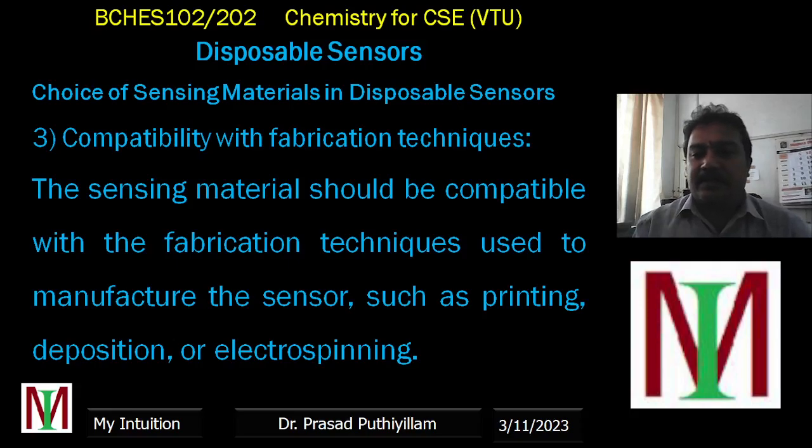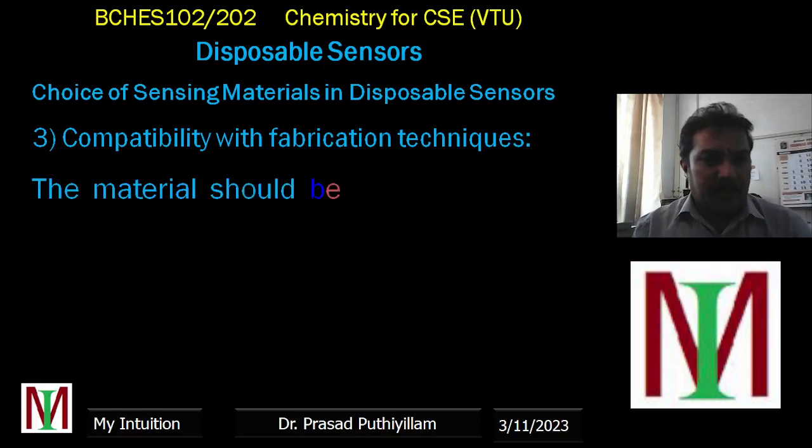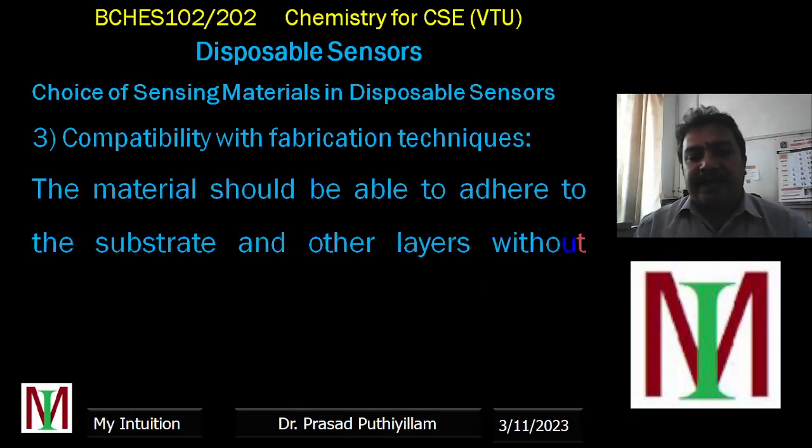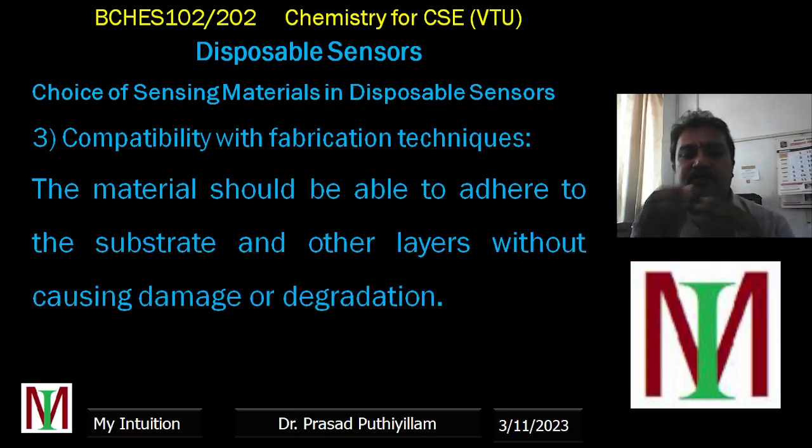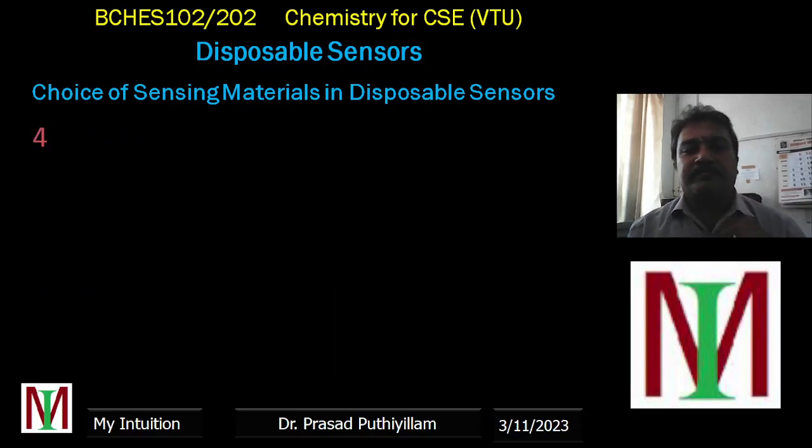The fabrication techniques include printing, deposition and electrospinning. The material should be able to adhere to the substrate and other layers without causing damage or degradation. That means the material we use should stick with the other materials we are using. It should not separate immediately or form a separate layer. It should not even damage the other materials used. It should not degrade, so it should be chemically inert also.